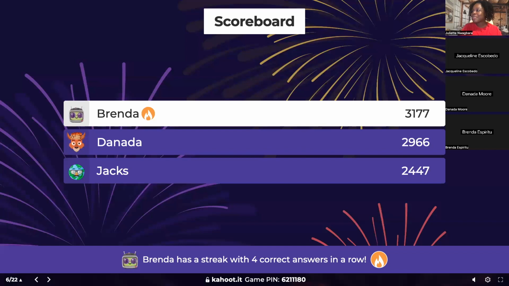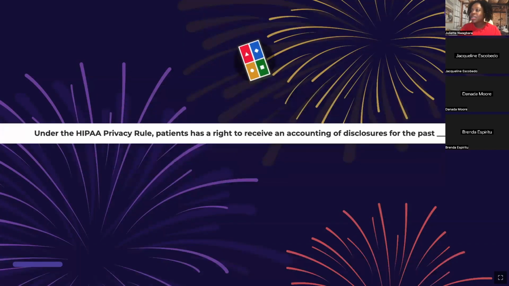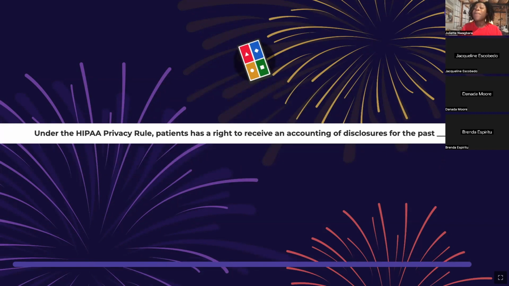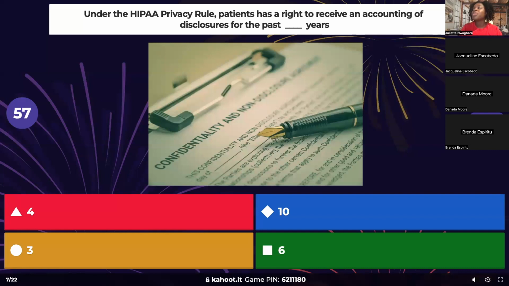Good job. Another question. Under the HIPAA, and it is spelled right, privacy rule, patients have a right to receive an accounting of disclosures for the past blank years. What's that blank? And this is according to HIPAA's privacy rule, not what's done at your facility.